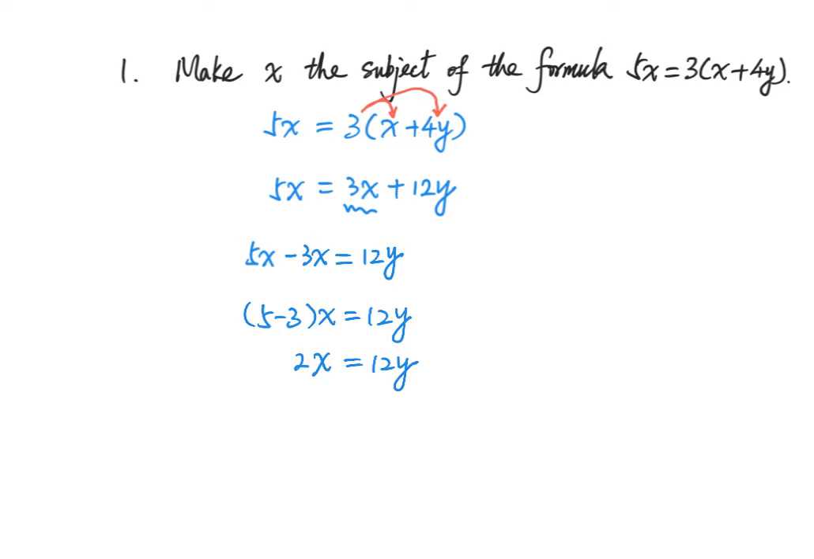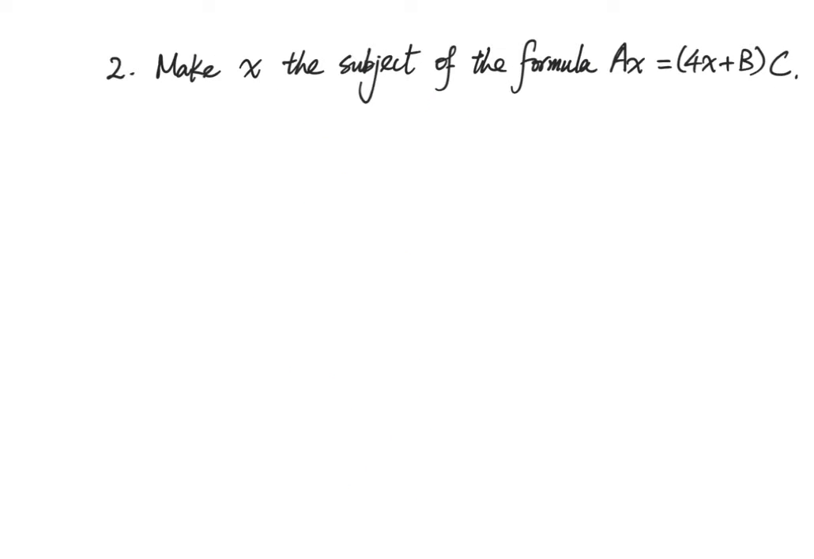So because we want x to be the subject, we need to change the coefficient of x to be 1. So we need to divide by 2 on both sides. 2x divided by 2, 12y divided by 2. 2 and 2 can be cancelled, so x is left on the left hand side. 12 and 2 can be cancelled, 6 is left, so on the right hand side should be 6y. That's it. Let's look at the second example.